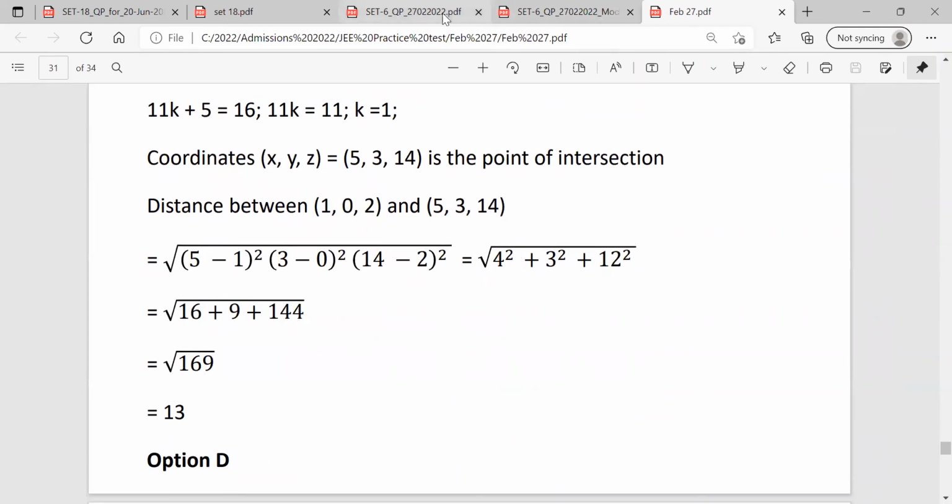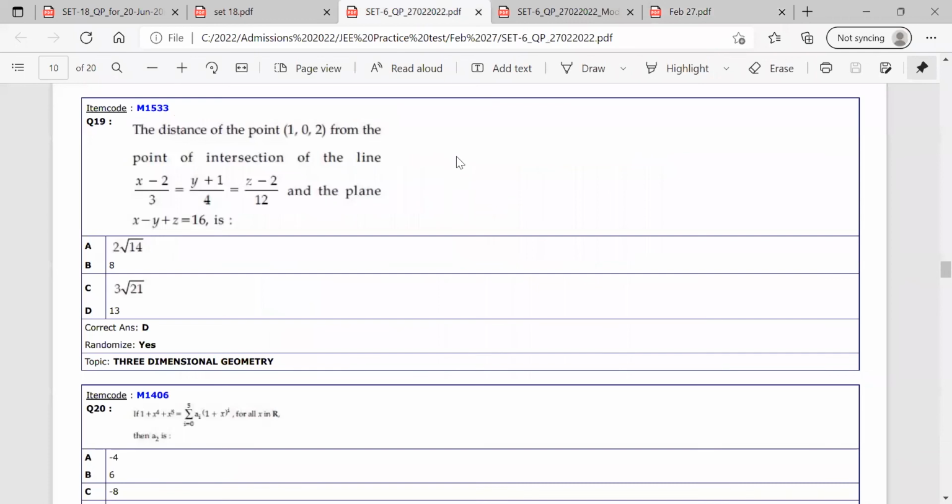So here in this question, they are giving some relationships. It's like the distance of the point (1, 0, 2) from the point of intersection of the line and plane. So we have to solve the line and the plane to get the coordinates, and then find the distance between the given point and the point that we found.